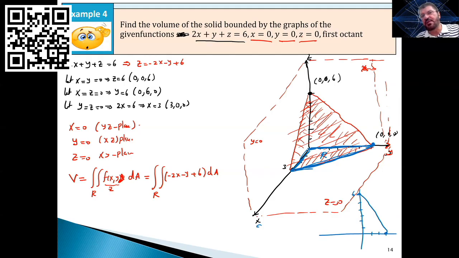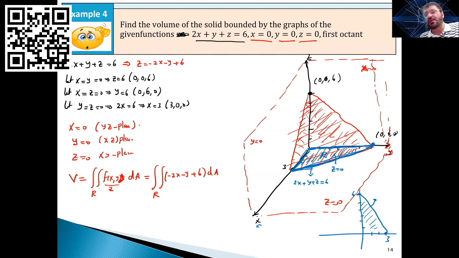So this region, by the way, that you see here, the base, is exactly this one here. This is a 3, by the way. So what is this line? When you are on the ground, we know here z is what? 0. Okay, but this is what? Isn't this 2x plus y plus z equal to 6? Right? This is the equation that we have at the bottom.